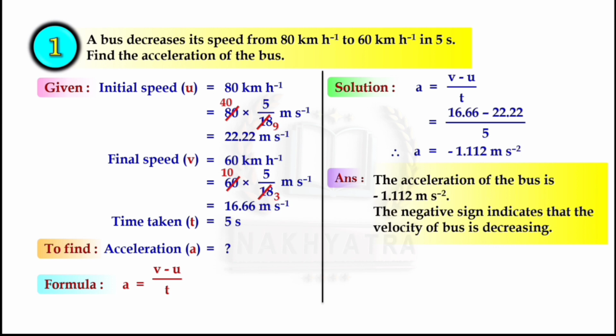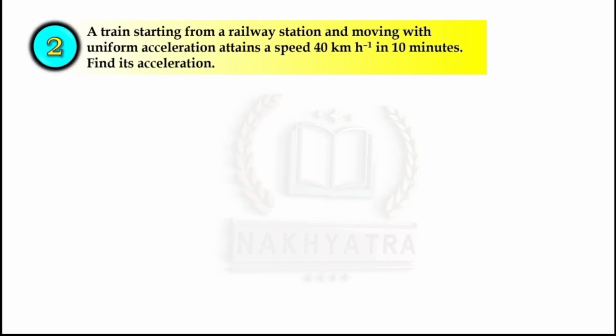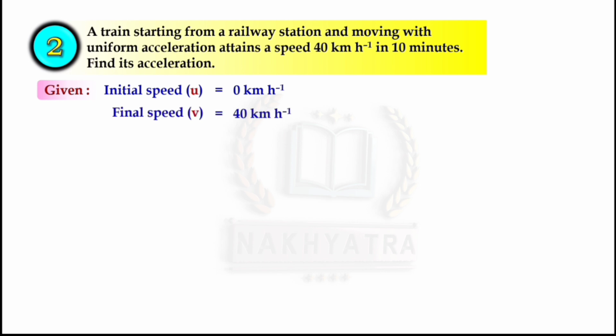Everyone clear? Okay, now see question number 2. A train starting from a railway station and moving with uniform acceleration attains a speed of 40 km per hour in 10 minutes. Find its acceleration. Here the train is starting from rest. So initial speed equals 0 km per hour and the final speed equals 40 km per hour. Now convert it into meter per second. So we will get the final speed v equal to 11.11 meter per second.